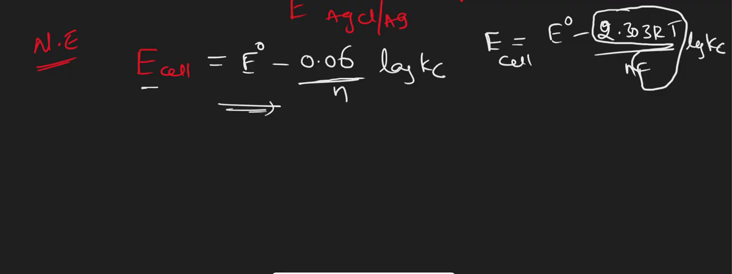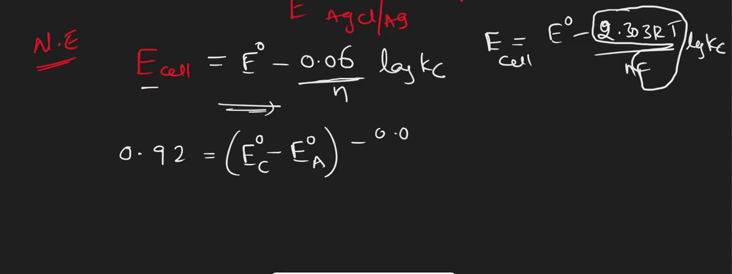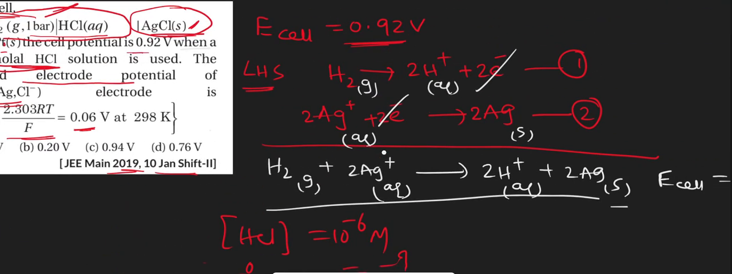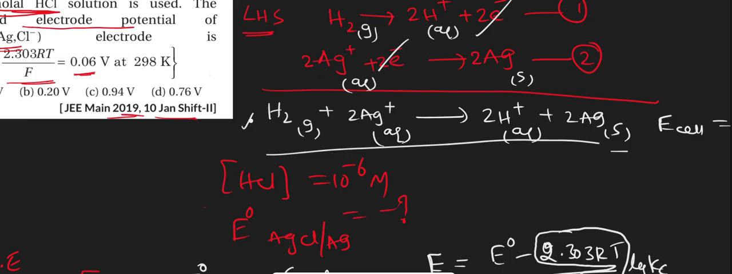Now here, E cell, as per the data, is 0.92. Then what about E naught? E naught represents E cathode minus E anode, the potentials under standard conditions, right? Minus 0.06 by n, where the valency is 1, log Kc. Now we have to write the Kc. Kc we have to write according to the complete equation. So what is the Kc for the overall cell reaction?